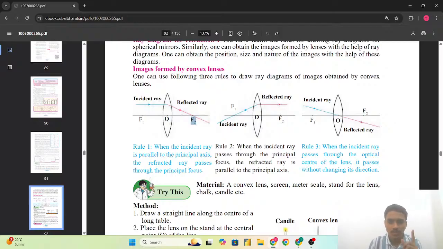Then the second rule is: when the incident ray passes through the principal focus, the refracted ray is parallel to the principal axis. That is the reverse. And the third rule: when the incident ray passes through the optical center of the lens, it passes without changing its direction. That is, the incident ray does not get refracted, it directly passes without changing its direction. So these are the three important rules for drawing any ray diagram for convex lenses.